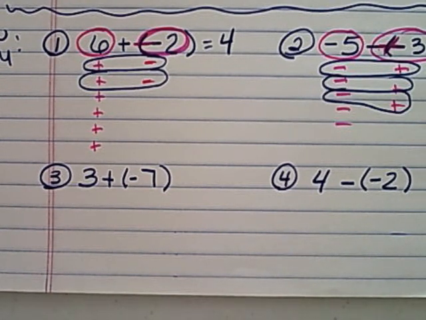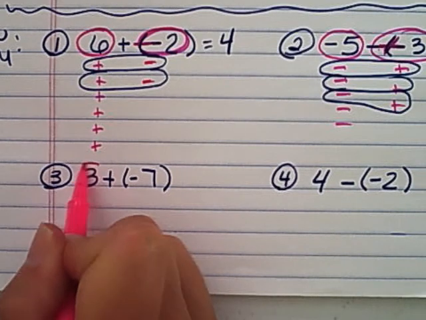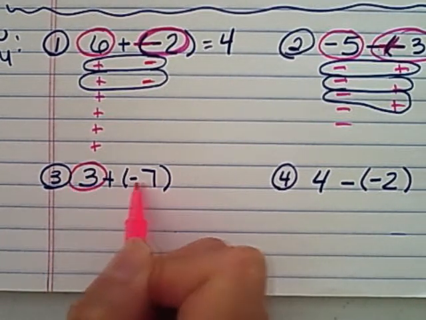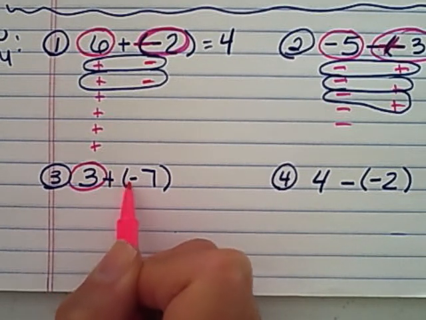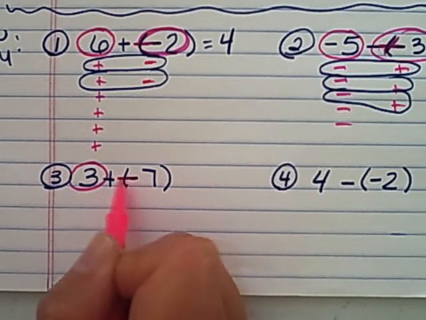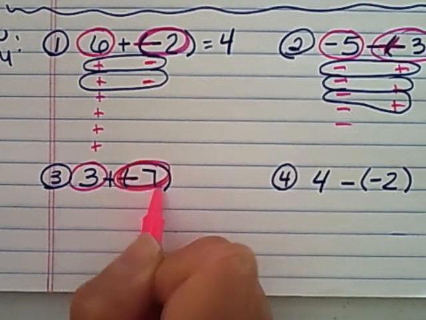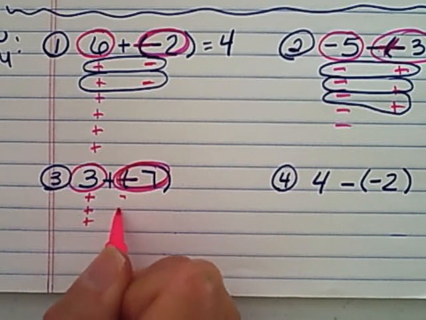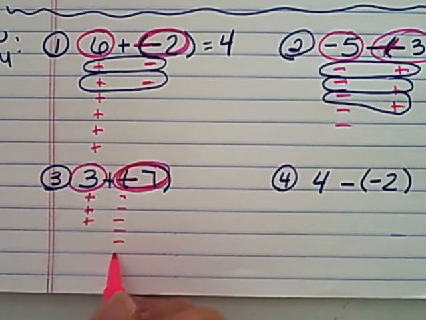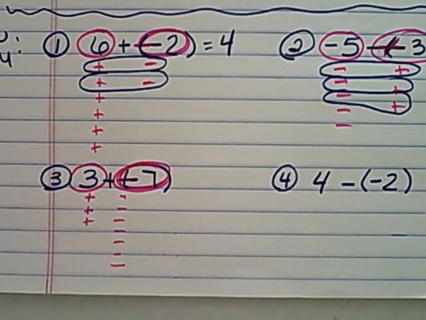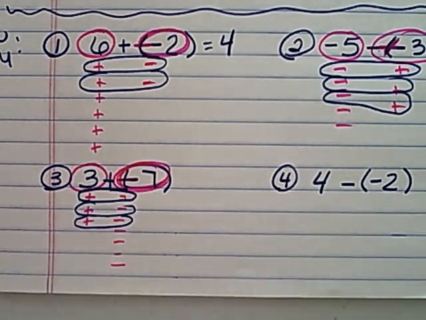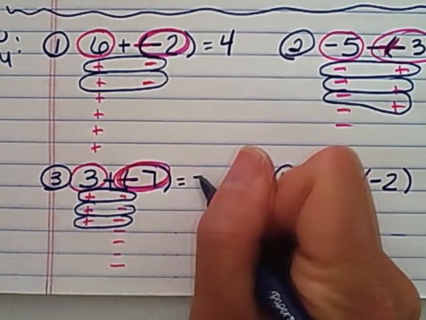All right, so number 3. Remember, that's a positive 3. There's no sign in front of it, means it's positive. 7 has 2 signs in front of it, so we have plus negative. We said when you have plus negative, it means that it's a negative 7. So we have 1, 2, 3 positives, and 1, 2, 3, 4, 5, 6, 7 negatives. We do have 0 pairs. So I go ahead and circle those, and what's left is negative 4.